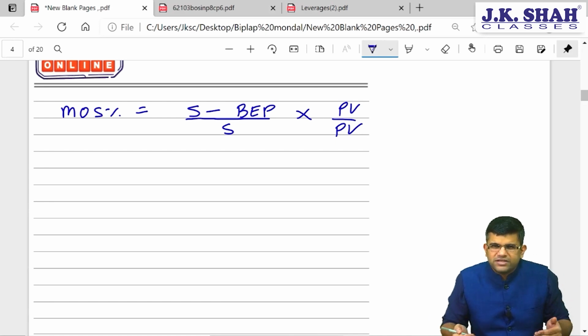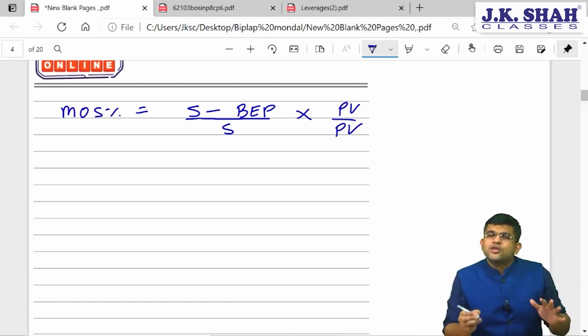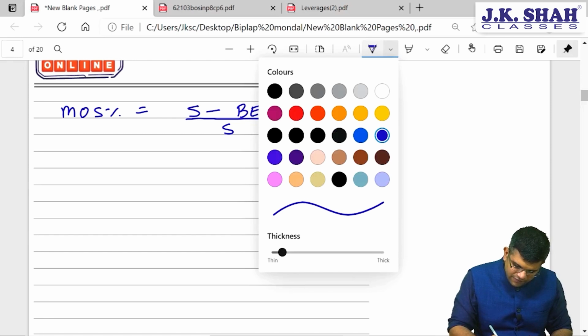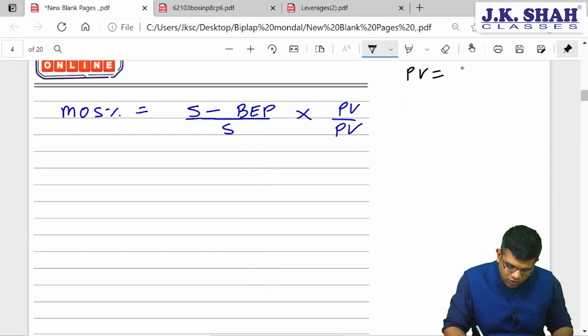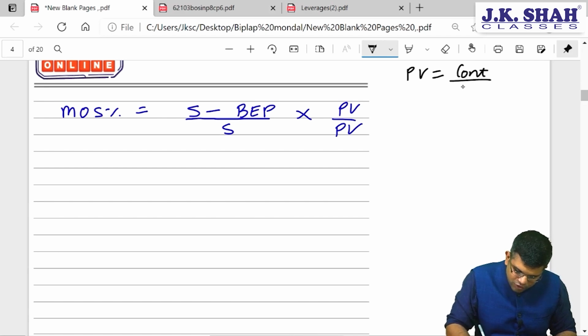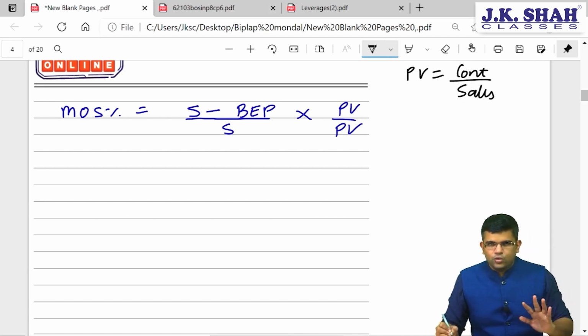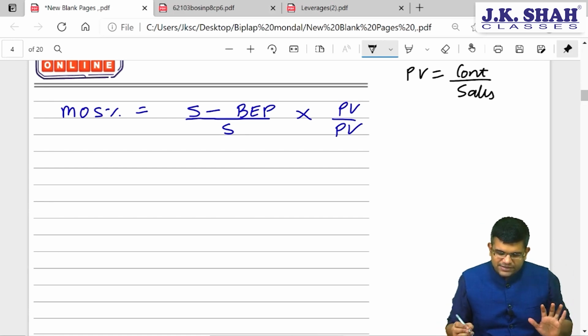Now many of you must not have heard about a PV ratio. Children, PV ratio I will write down here for you. PV ratio refers to profit volume ratio and the formula is contribution upon sales into 100.